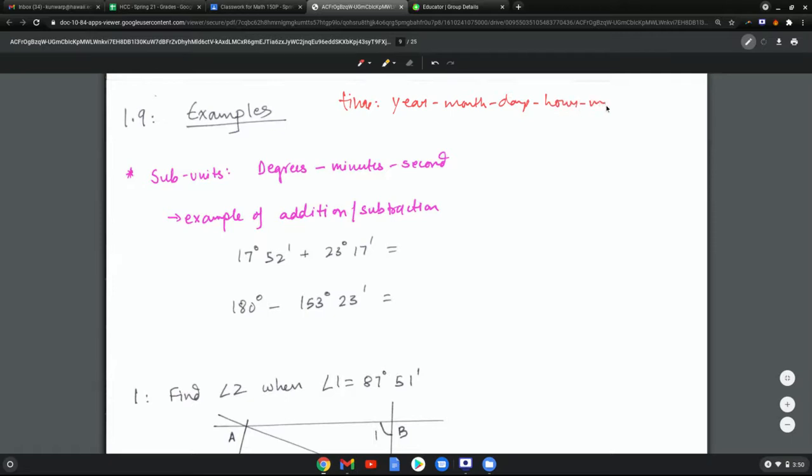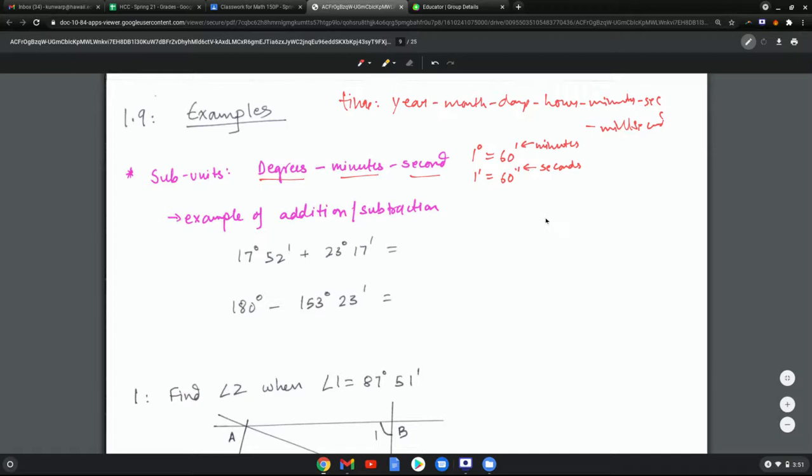hours, minutes, seconds, milliseconds, and you can go on in both directions. Similarly, degrees has subunits minutes and seconds. So in that sense, it's very similar to time. And we have the very Babylonian thing, the 60 thing going on, where 1 degree equals 60 minutes. Now that's the symbol for minutes. And then 1 minute equals 60 seconds. And that's the symbol for seconds.